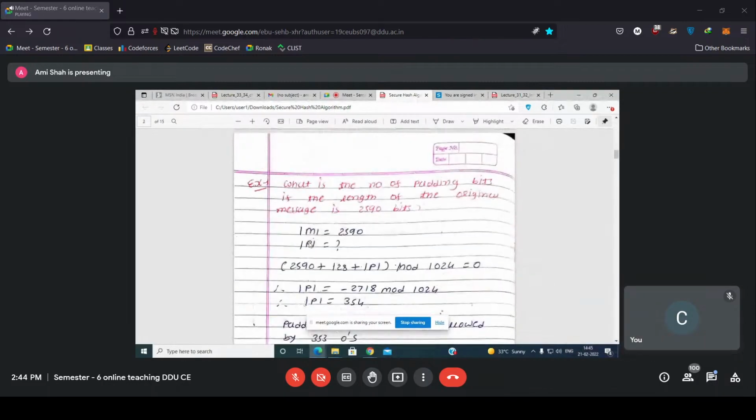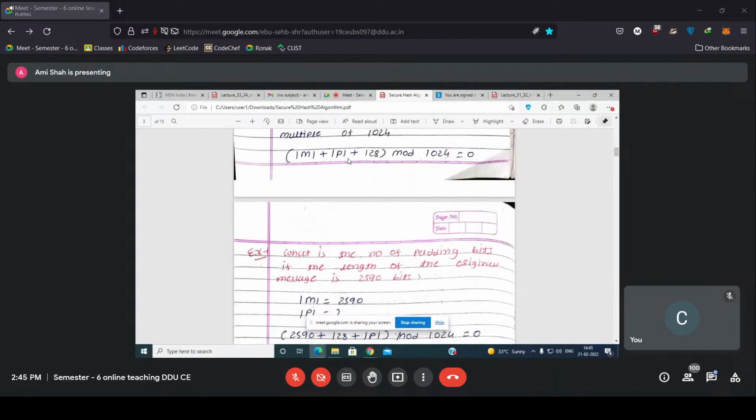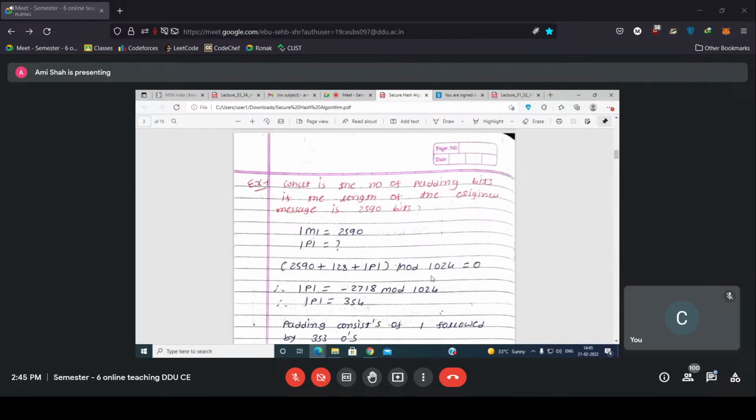So now see here, I can say that the message is 2590 plus 128 plus this padding mod 1024, that is equal to 0, right? Now in this case, what happened? This padding is equal to minus 2718 mod 1024. So what you get as the padding is 354.